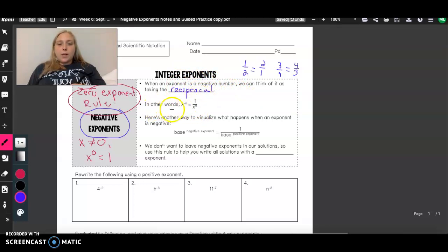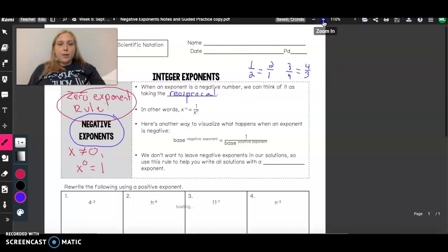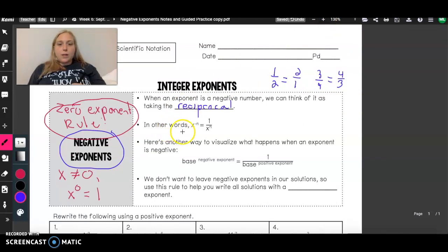So in other words here, I'll zoom in a little bit so we can see a little more. In other words here, if we had x to the negative nth power, that equals 1 over x to the nth power. Here's another way to visualize what's happening when an exponent is negative.